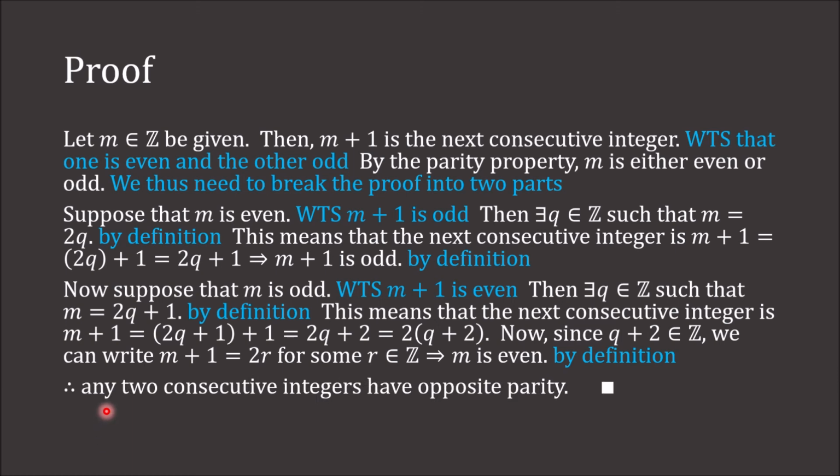Therefore, any two consecutive integers must have opposite parity, which is what we wanted to prove, and so the proof is complete.